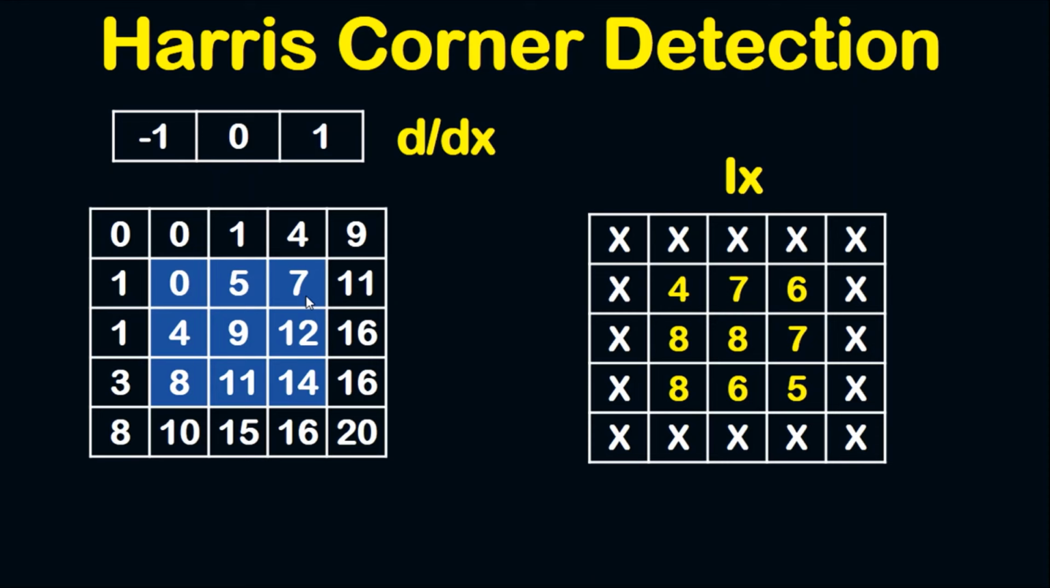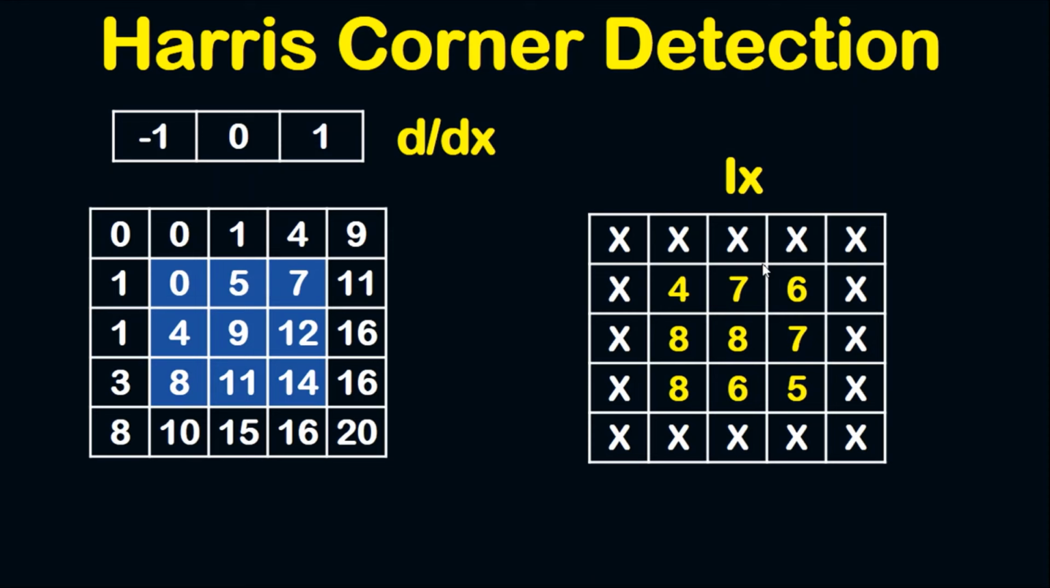Now again for this pixel, again we will put the center of the kernel on the pixel itself, so this 0 will be on this 5, and so this negative 1 will be on this 0, and this 1 will be on this 7. Again we will multiply. 0 by negative 1 is equal to 0, plus 5 multiplied by 0 is equal to 0, plus 7 multiplied by 1 is equal to 7. So the answer is 7.